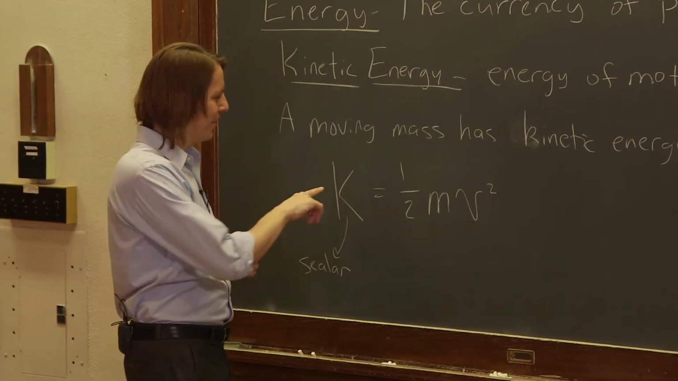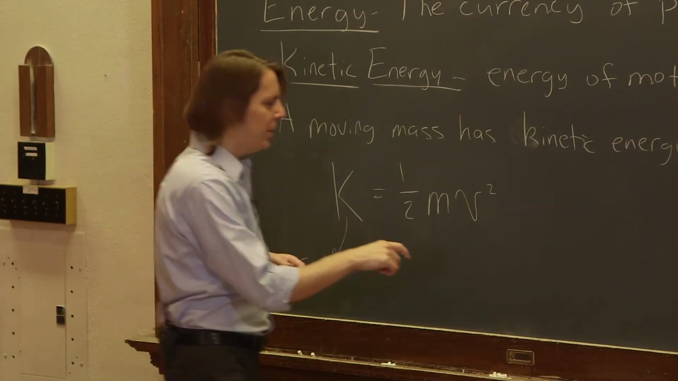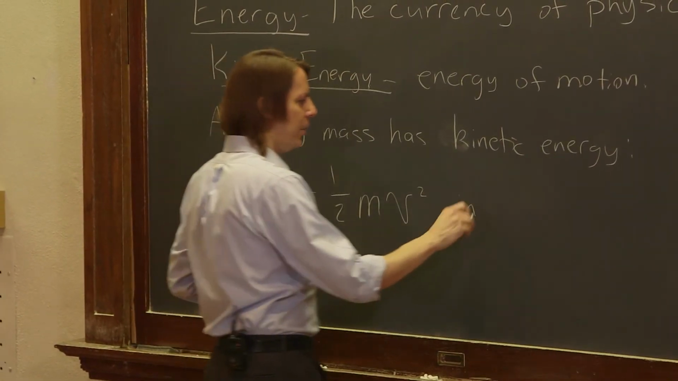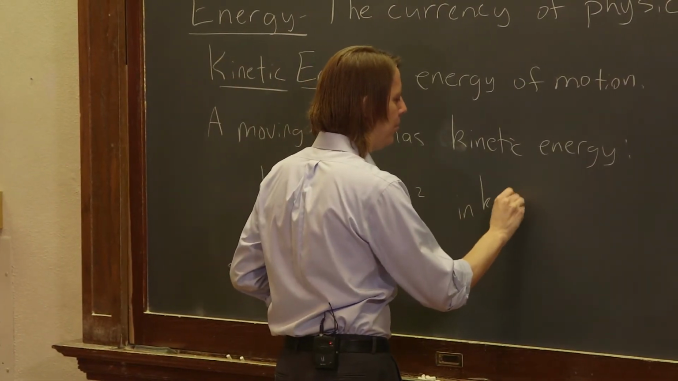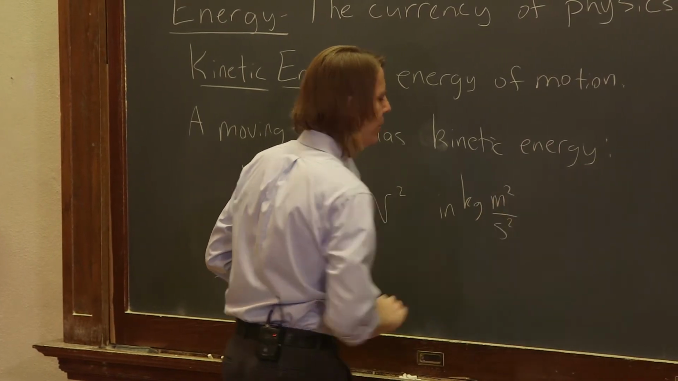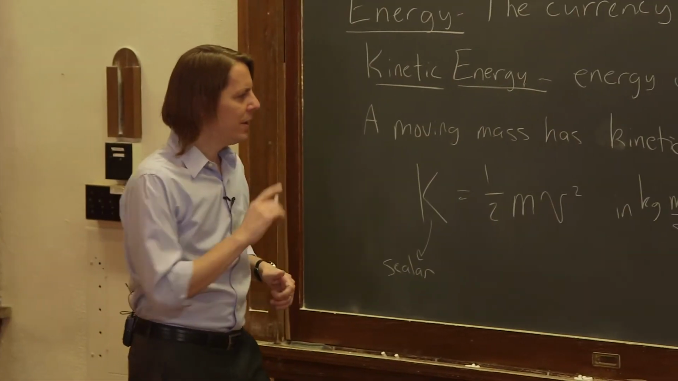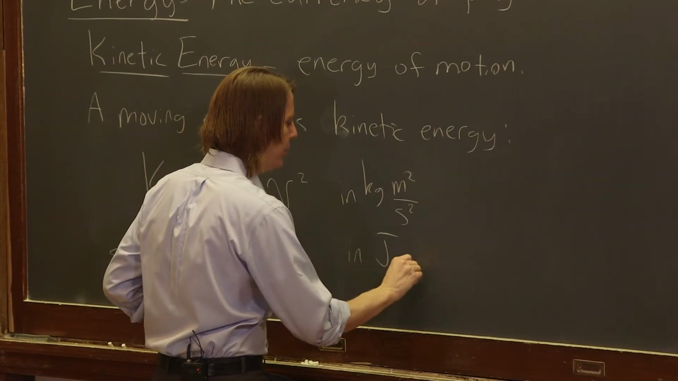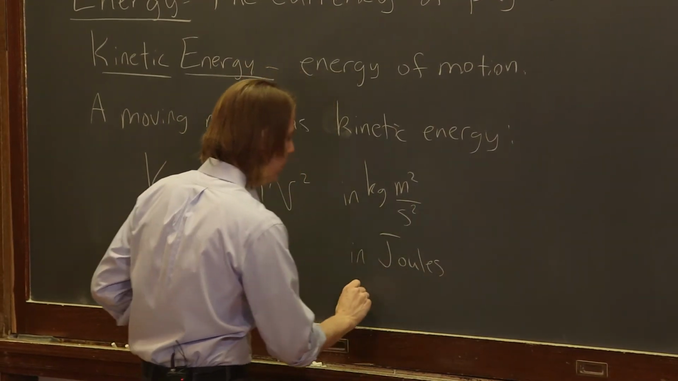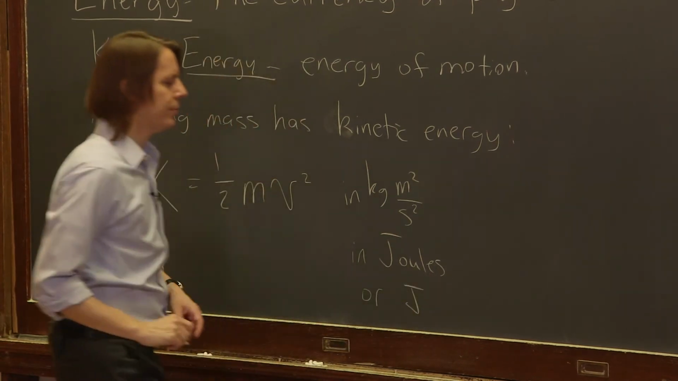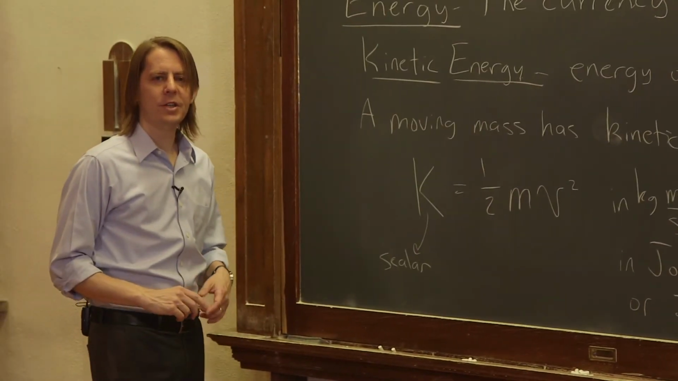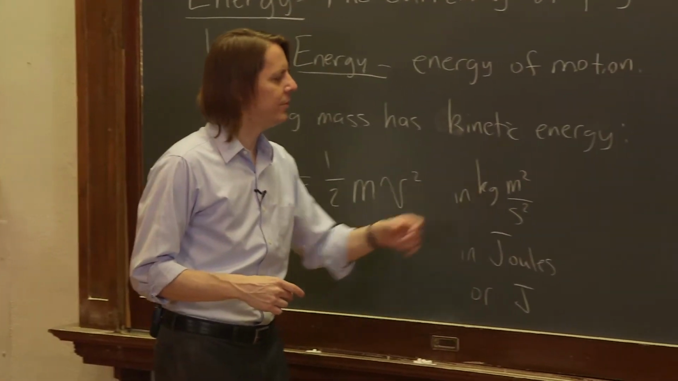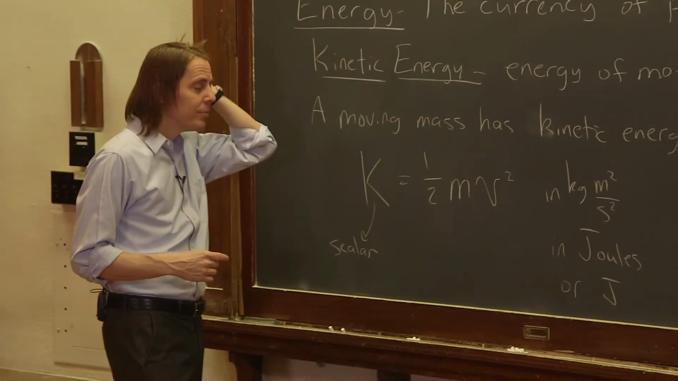I forgot to give you the unit, right? So K is 1/2 mv squared, and it's in kilograms meters squared per second squared. So that's the unit, or that has a special name. It's in joules. Or we just call that big J. So you'll see all your energy in joules or microjoules or some kind of joules. But in terms of other units, it's kilogram meters squared per second squared.